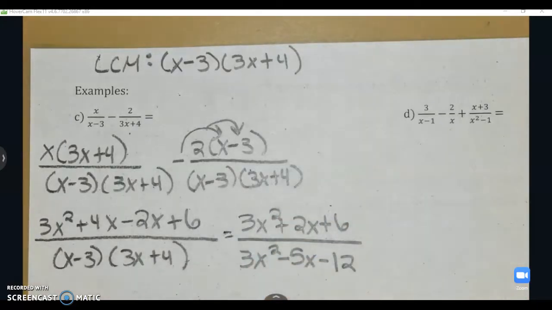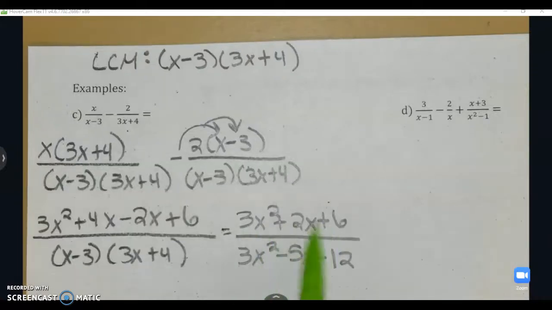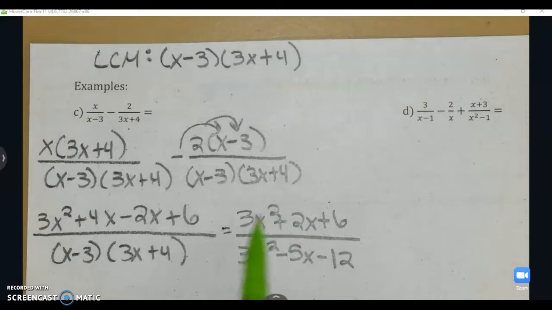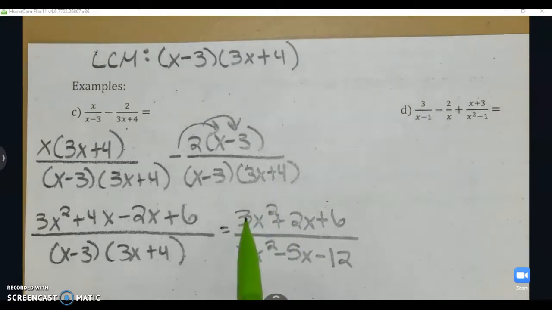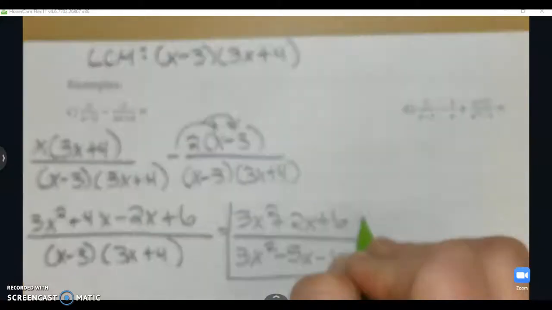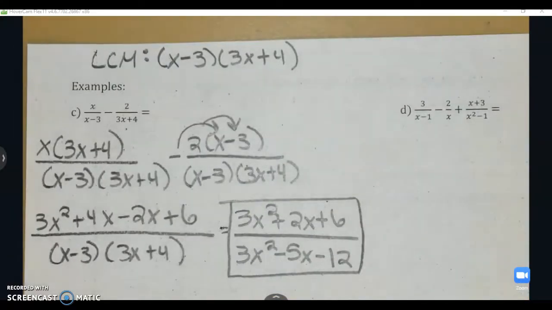Now, we always want to check to see if we can simplify this further. So if I'm looking at my numerator here, this trinomial, am I able to factor it? Now, this coefficient is bigger than 1, so we would use our splitting the middle term method. And if I multiply 3 times 6, and I look for factors of 18 that add to 2, there are none. So this numerator is not going to be able to be factored, which means I'm not going to be able to cancel anything, and that is going to be my final answer.